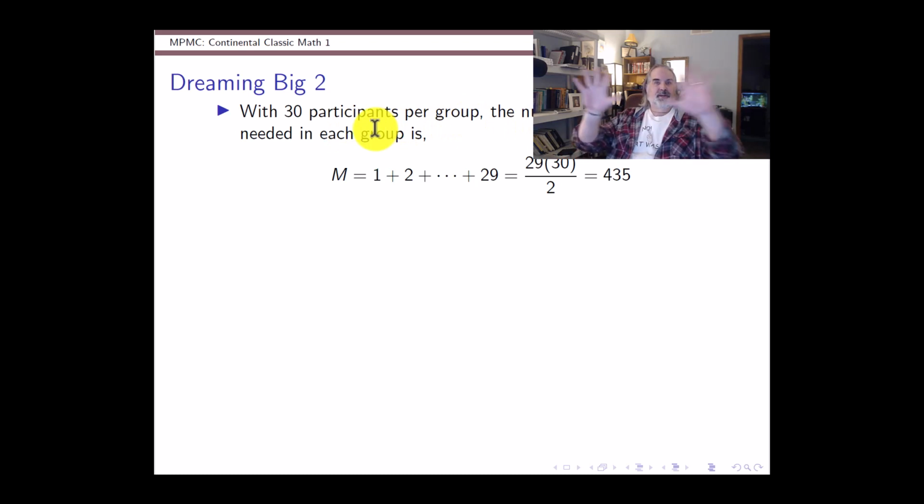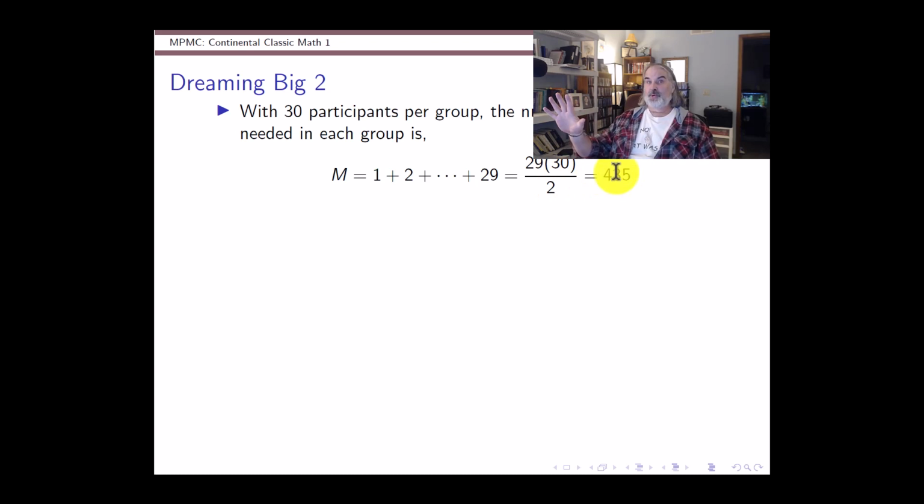60 people split into 2 groups. That's 30 participants per group. And as we've done multiple times, the number of matches to finish out the group is just 1 plus 2 plus 3 all the way up to plus 29, which by our shortcut, that's 29 times 30 over 2. And that turns out to be 435.